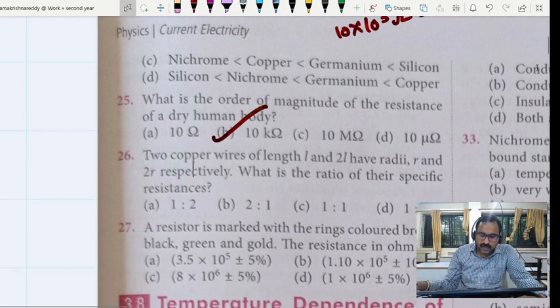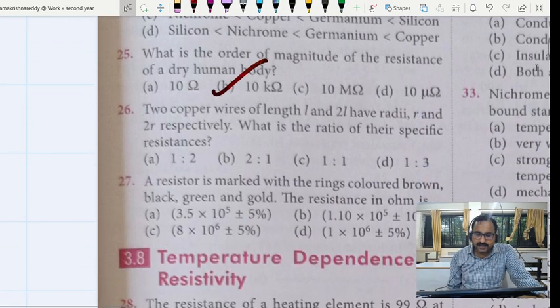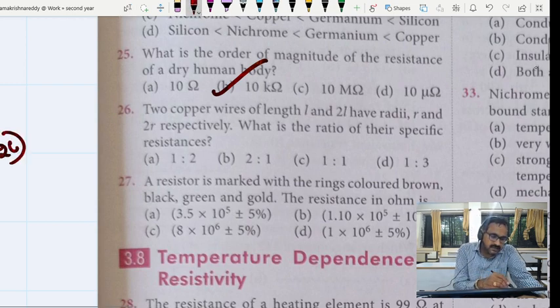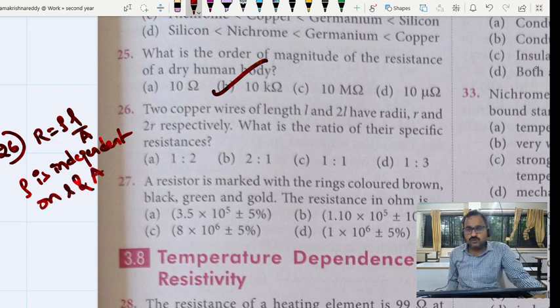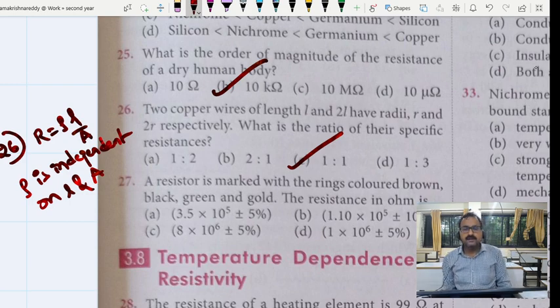Next one, two copper wires of length L, 2L have the radii R and 2R respectively. What is the ratio of their specific resistances? 26, you see that one? Already we told you, R is equal to rho L by A, and rho is independent of L and A. Rho doesn't depend on them, because rho is like a constant, independent of length and area of cross section. Then length will be changing, radii are different, but what is the use of that? No use. So we are getting 1:1, because rho is independent of length and area or the radius only.